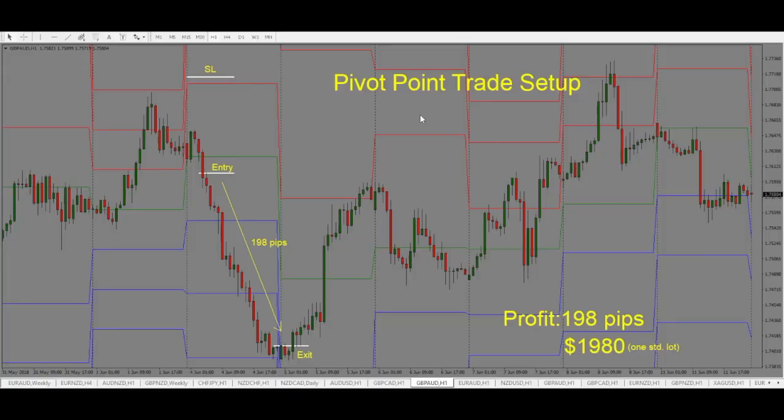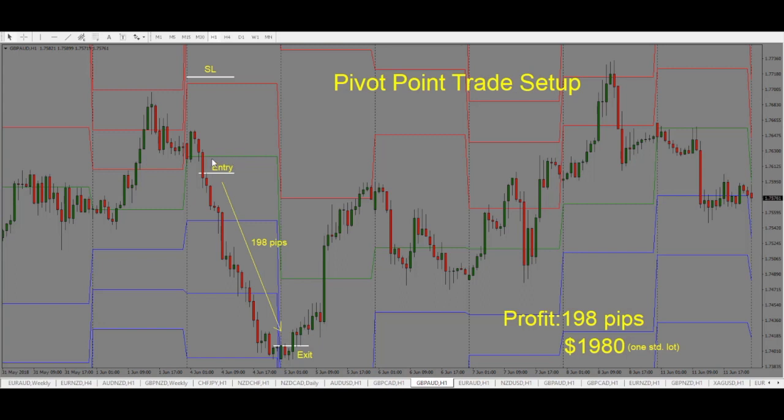Here we are looking at a pivot point trade setup. A pivot point trade setup basically is that we are looking for price action at pivot point levels, and I'm looking to take a trade around those levels. I found that pivot points are really effective in terms of acting as support resistance areas, and I tend to find a lot of trades around these pivot point levels.